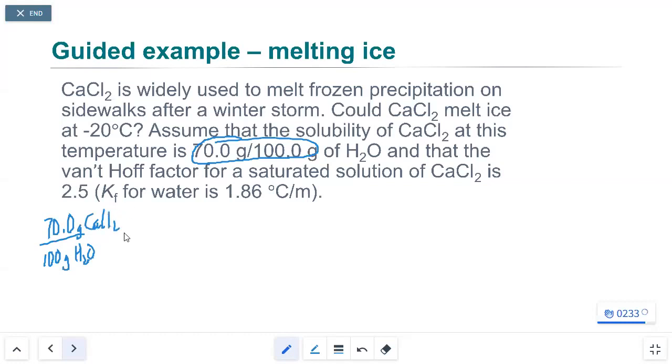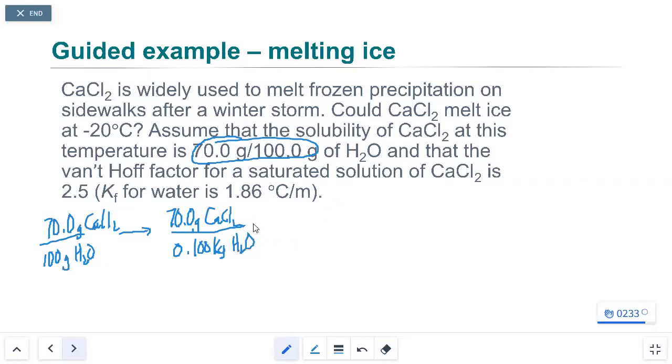Well, we can change that. Grams of calcium chloride per 0.1 kilograms of water. So now we've got the denominator in the proper unit, kilograms. All we had to do was convert the grams to kilograms. No big deal.